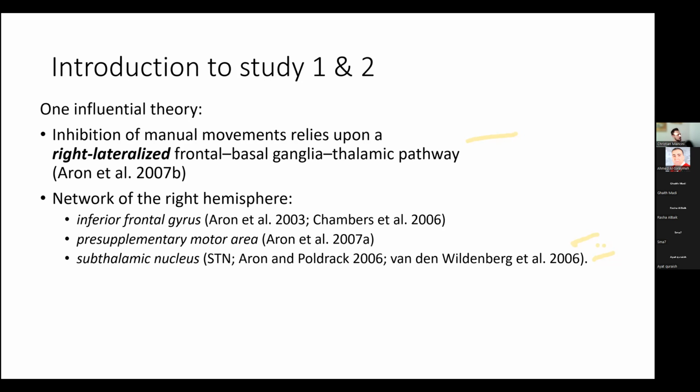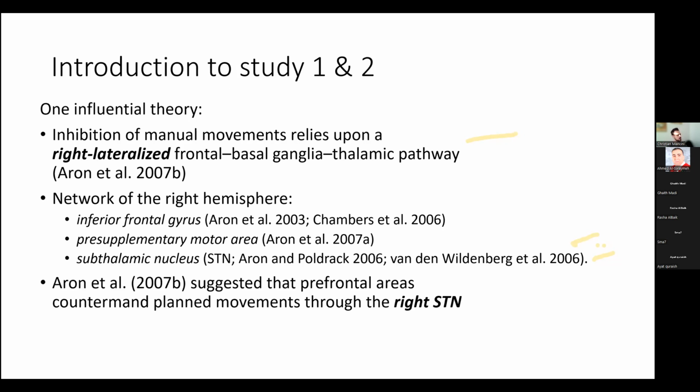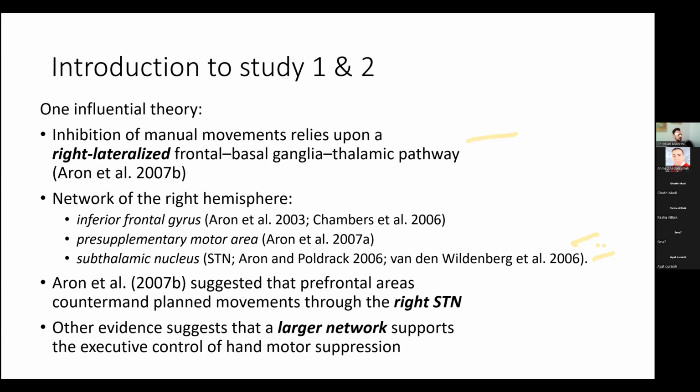So this network is in the right hemisphere, and it's the inferior frontal gyrus, the pre-supplementary motor area, the subthalamic nuclei. The names are not important, but I will show you where they are located. And so Aron et al. in 2007 suggested that these prefrontal areas are needed to inhibit your movement, and the right subthalamic nucleus is fundamental in this activity. But other evidence suggests that there is a larger network involved in this suppression of hand movements.